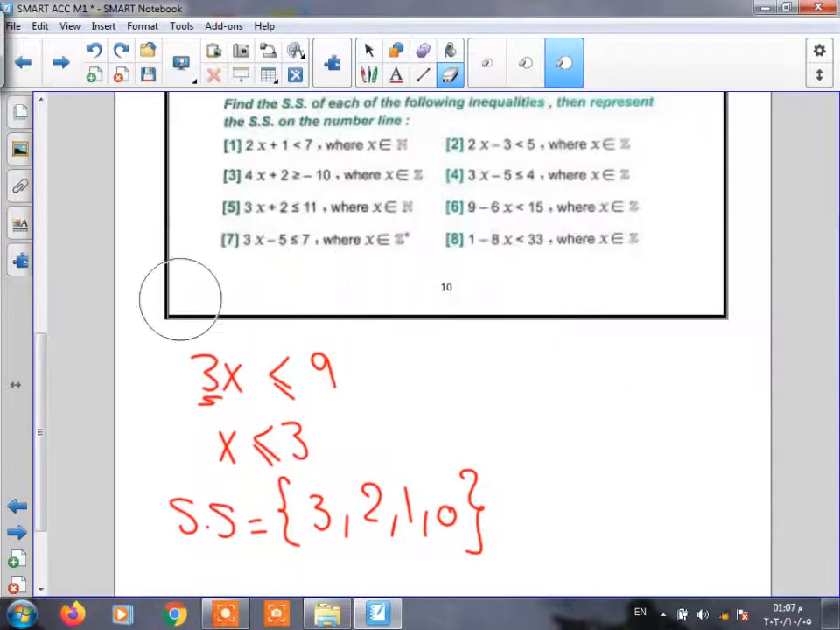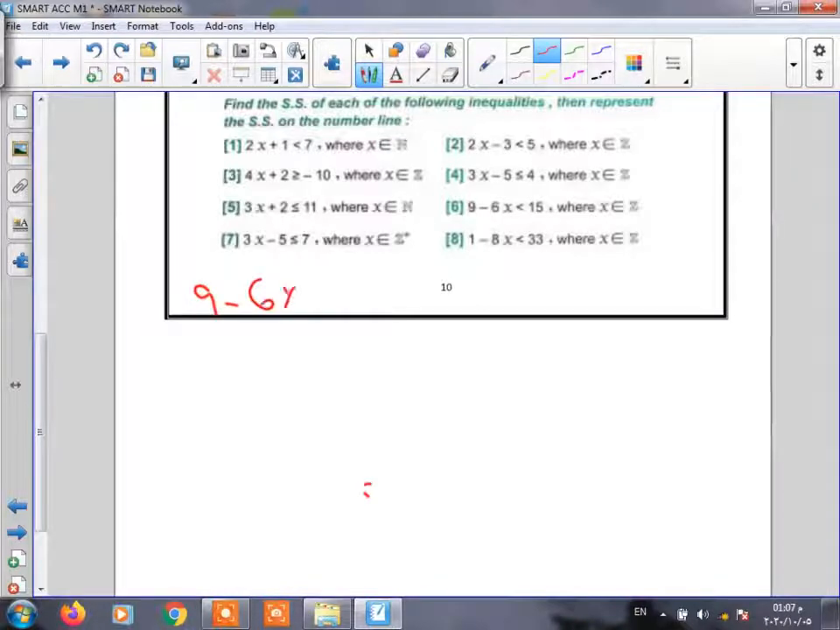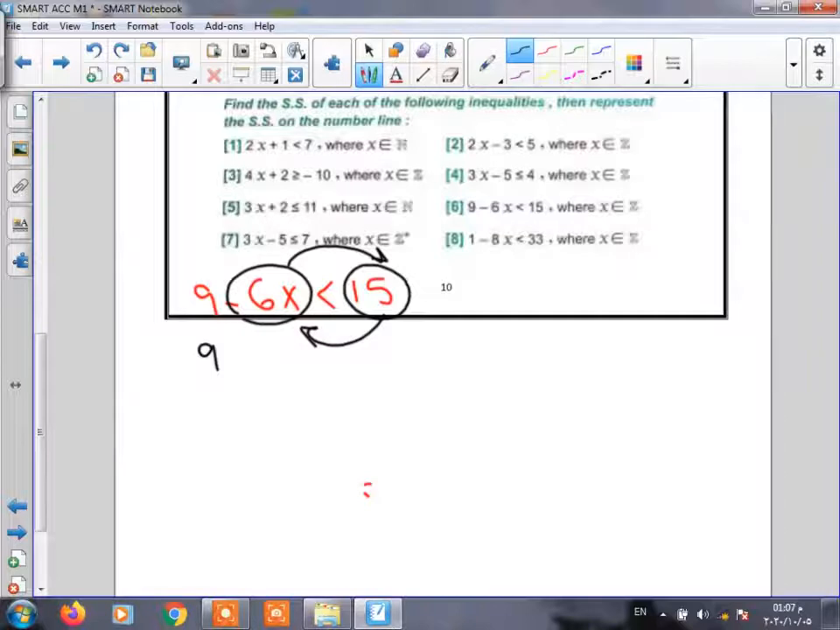9 minus 6x less than or equal to 15. Here, first I must make x in the positive position. So I will keep the 9 and take the minus 6x to the other place, changing its sign, and move the 15 to change its place. So it will be 9 minus 15 less than 6x, and 9 minus 15 equals negative 6, less than 6x.